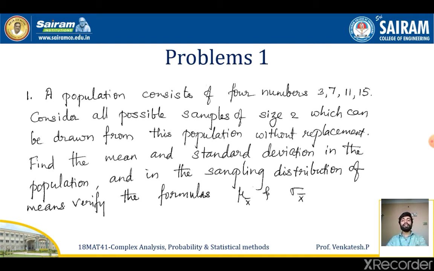Here the population size is given by capital N, so capital N is 4 and the individuals are 3, 7, 11, 15. Out of these 4, I am choosing a sample size of 2, so small n is equal to 2. First we have to estimate the mean and standard deviation of the population. After that, for the sample means, we have to estimate the mean and standard deviation, and verify the formulas for mu x bar and sigma x bar with the actual population.